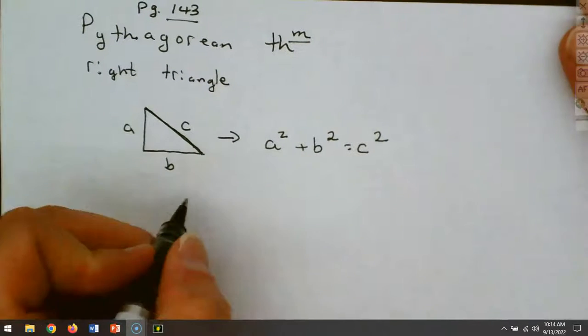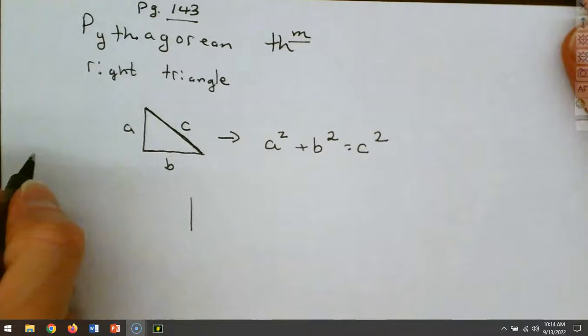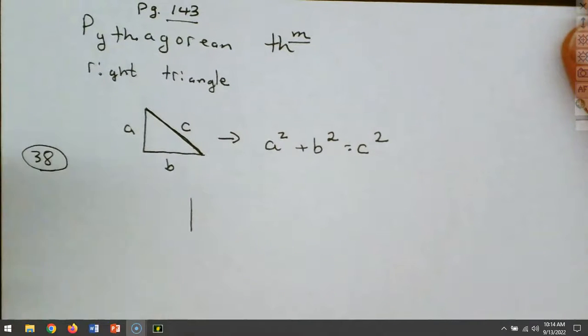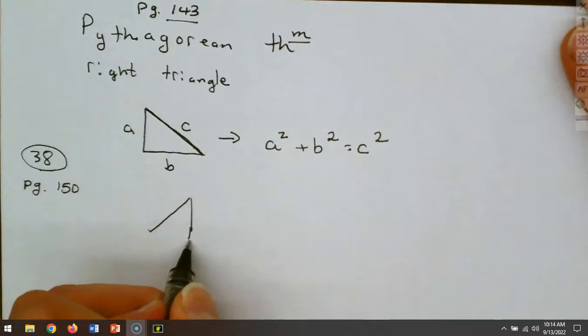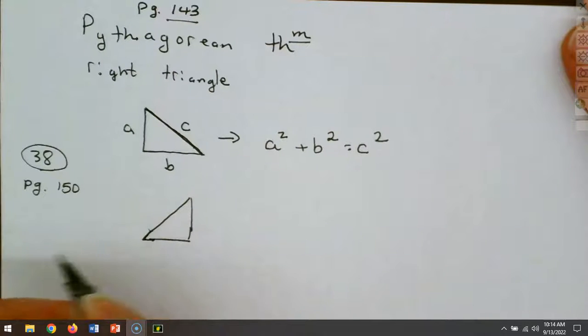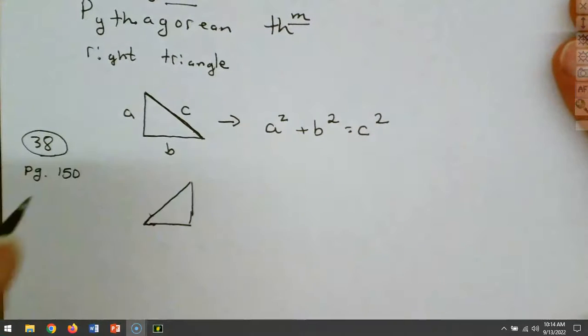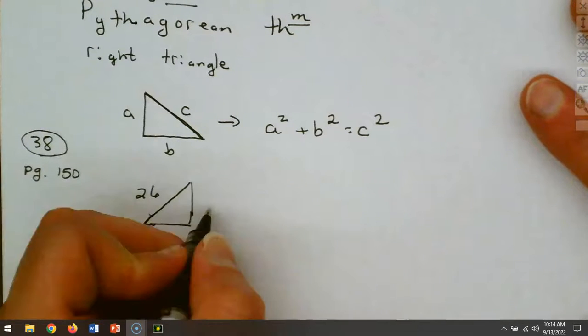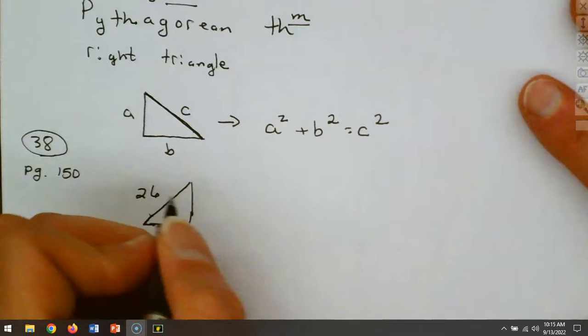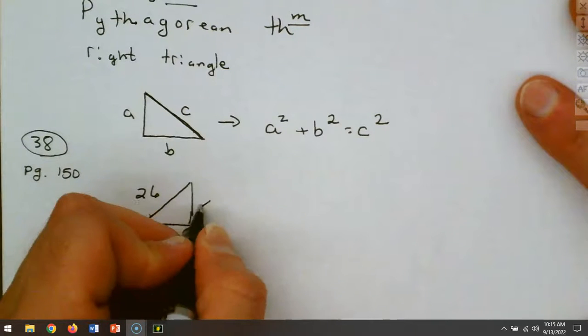So when we draw our diagram here, and this is question 38, and it's on page 150, we're going to make a right triangular support frame. We know this solar panel is 26 inches in length. Now, we don't know either the length or the width of this support frame, but we know one is twice the other. So one is going to be called x, and the other is 2x. Doesn't matter which one is which, just label them.